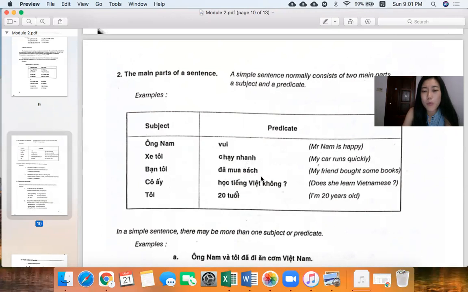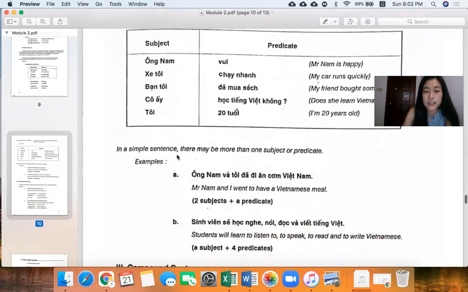Bạn tôi đã mua sách. The subject is bạn tôi. The predicate is đã mua sách. Cô ấy học tiếng Việt không? Cô ấy is the subject. Học tiếng Việt không is the predicate. Tôi 20 tuổi. Tôi is the subject and 20 tuổi is the predicate.